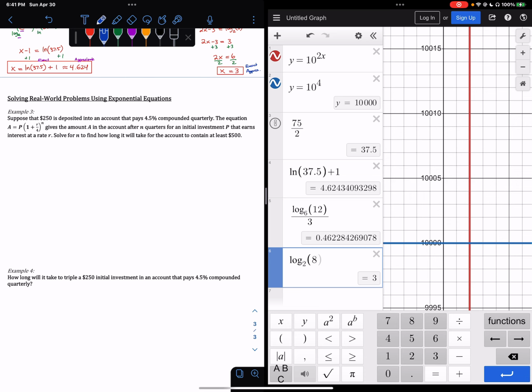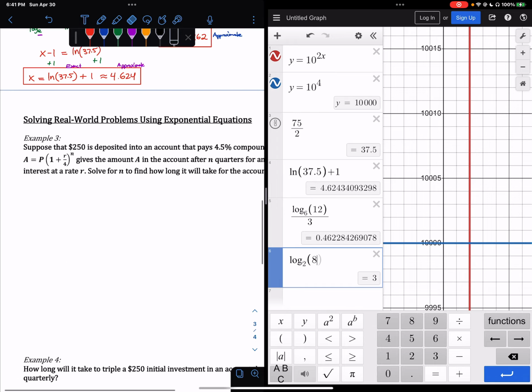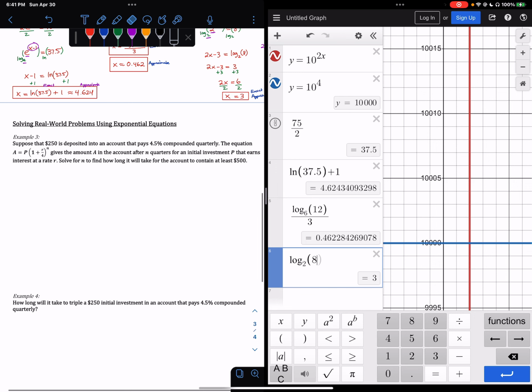The equation A equals P times 1 plus R over 4 to the nth power. That should look kind of familiar, right? This was our compound interest, 1 plus R over N to the NT kind of equation we looked at back in, I think it was chapter 8. So that should be at least a little bit familiar looking.